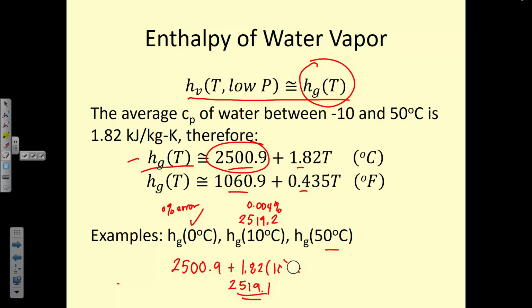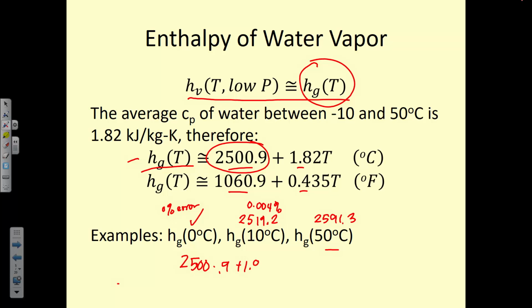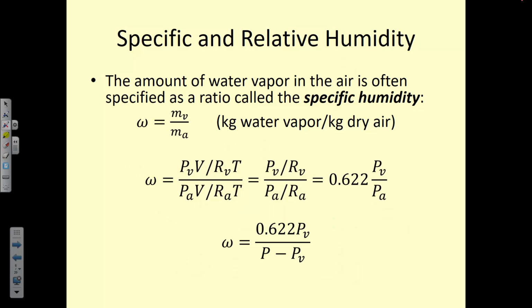What about at 50 degrees C? So 2591.3. Okay, so again, 2500.9 plus 1.82 times 50 is equal to 2591.9. So that gives us a percent error of about 0.02%. Right, that's already been multiplied by 100. So you can see that it is a pretty good approximation that we can use this equation to calculate, or we can look up the values in the property table and use the H sub G value with very little error in making that assumption.